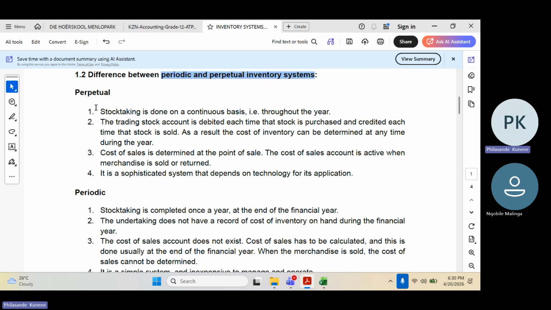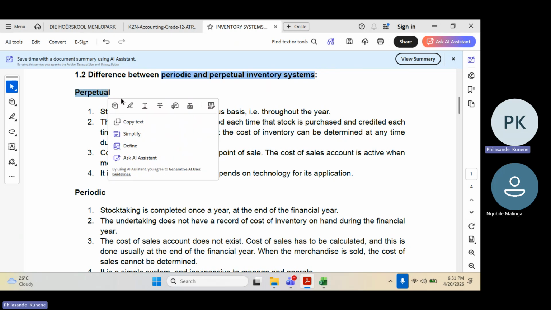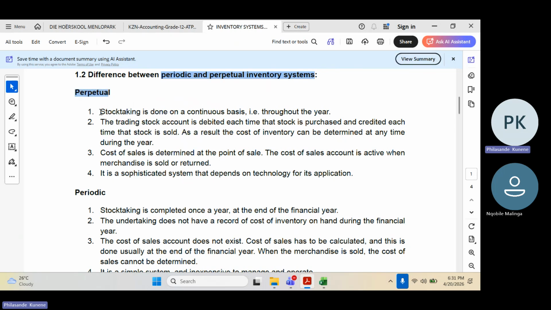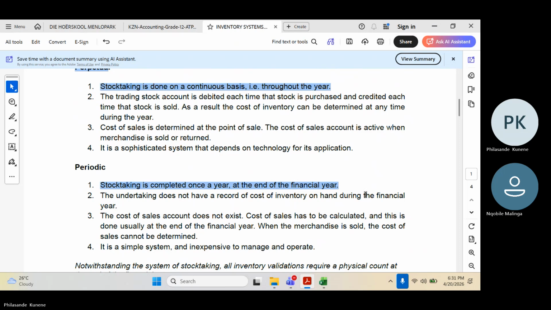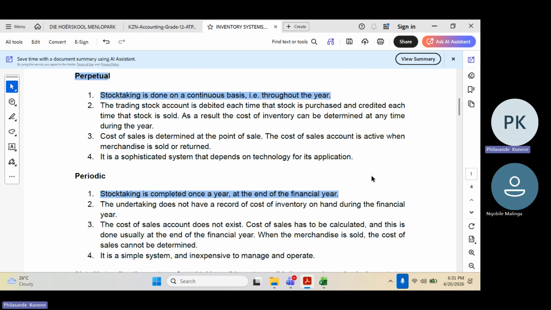But let's look at the differences, what they're telling us here. Firstly, we're going to look at the perpetual, right? They're saying here stock taking is done on a continuous basis, throughout the year, because the system suits that for them. It allows them to perform the stock taking throughout the year. The system keeps on updating the closing stock throughout the year, so it's not a problem for them. But if you look at periodic, stock taking is completed once a year at the end of the financial year. That is the first difference between the two.